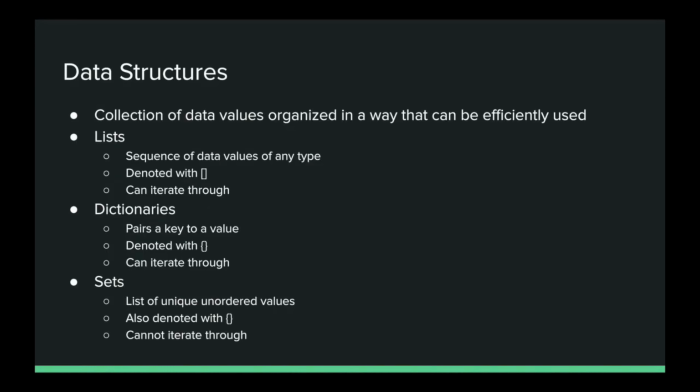So the last thing in this video is data structures. So data structures are basically a collection of data values that are organized in a way that can be efficiently modified or accessed. And these are just three of the main ones in Python. So the first one is lists. This is just a sequence of data values of any type, and it's denoted with two brackets, and this is something you can iterate through.